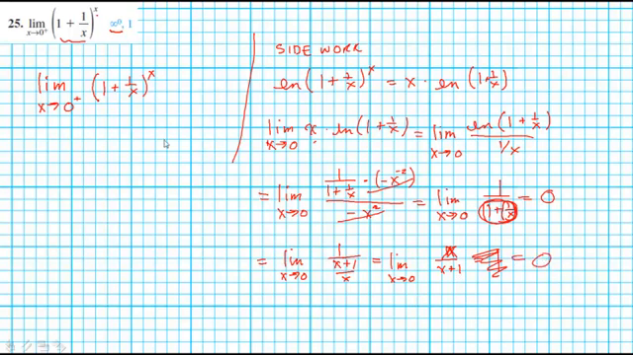Okay, so if that's the case, then we know that this is equal to e to that 0. The natural log is taken of it, and to undo the natural log, we put that answer to the power of e. And of course, e to the 0 power is 1. Alright, there's number 25.